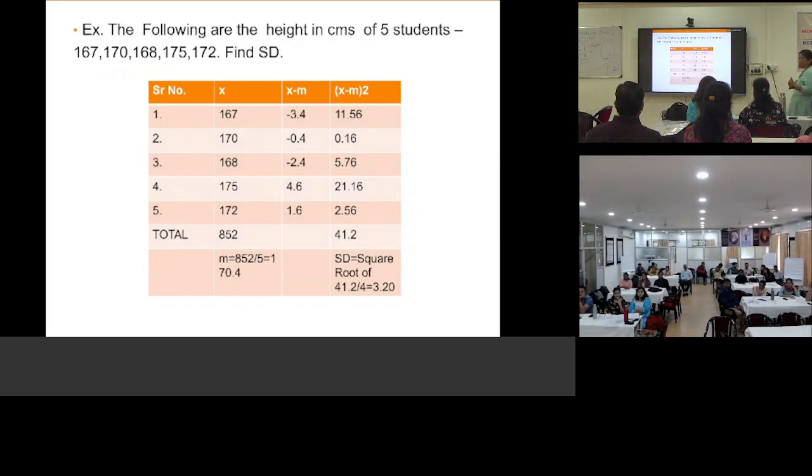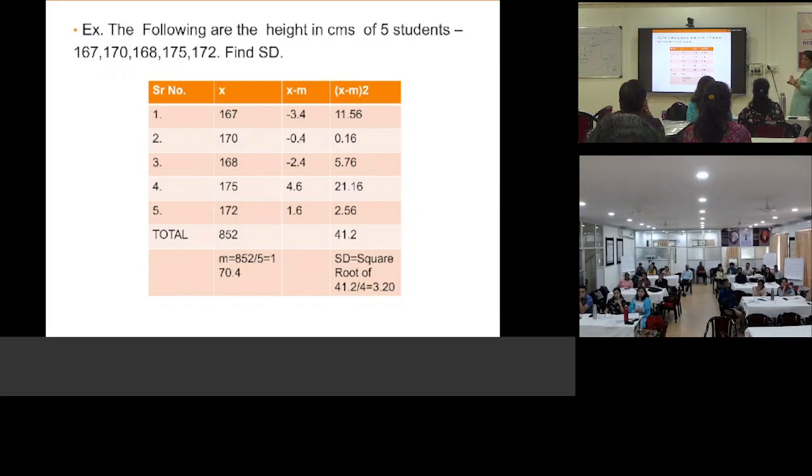Now, when you take n less than 30, you use n minus 1. So here, instead of 5, you divide it by 4. There are 5 observations, and n minus 1 is 5 minus 1, that is 4. So that is the square root of the total divided by n minus 1. So you have to find the square root for that.